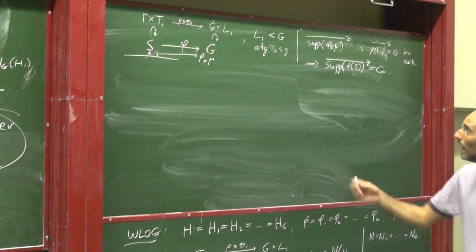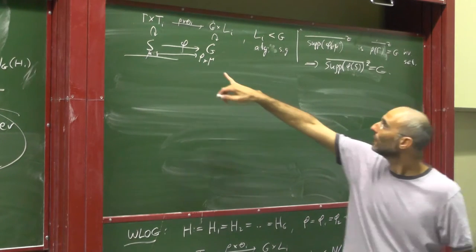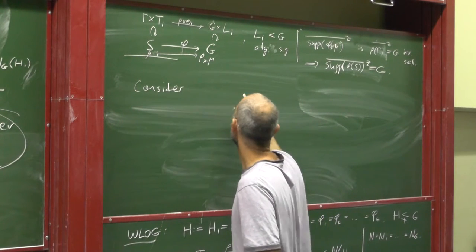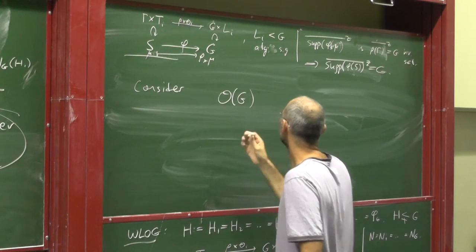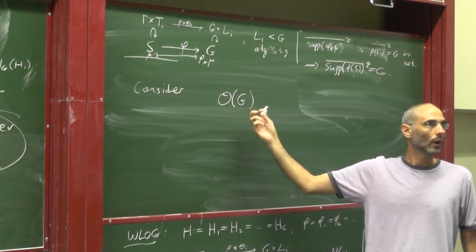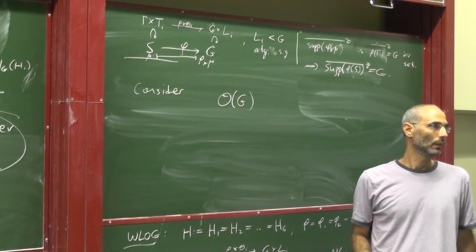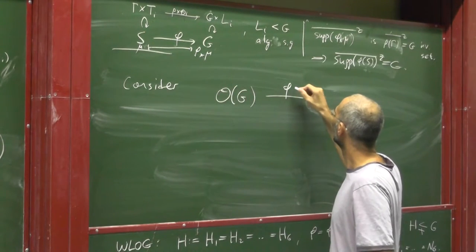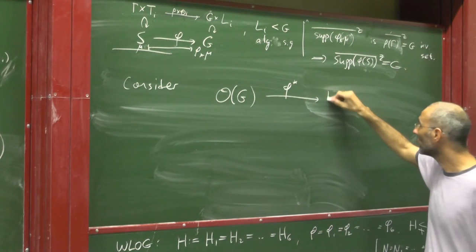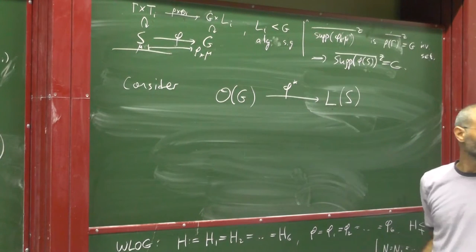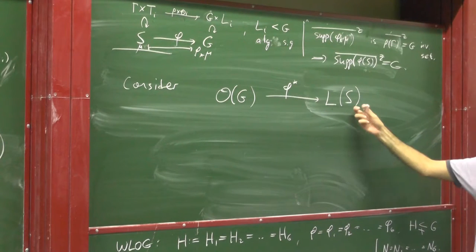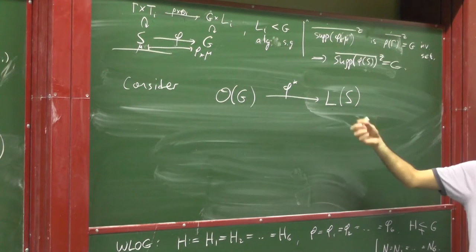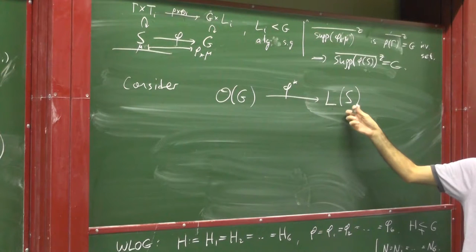Okay. And now, as I said earlier, I want to consider the effect of phi on function spaces. So consider O G. What is O G? Polynomials on the affine variety G. I can pull back polynomials by composing with phi and think of them as measurable functions, Lebesgue functions on S. So these are almost everywhere defined functions, considered up to null set, complex valued on S. Right?